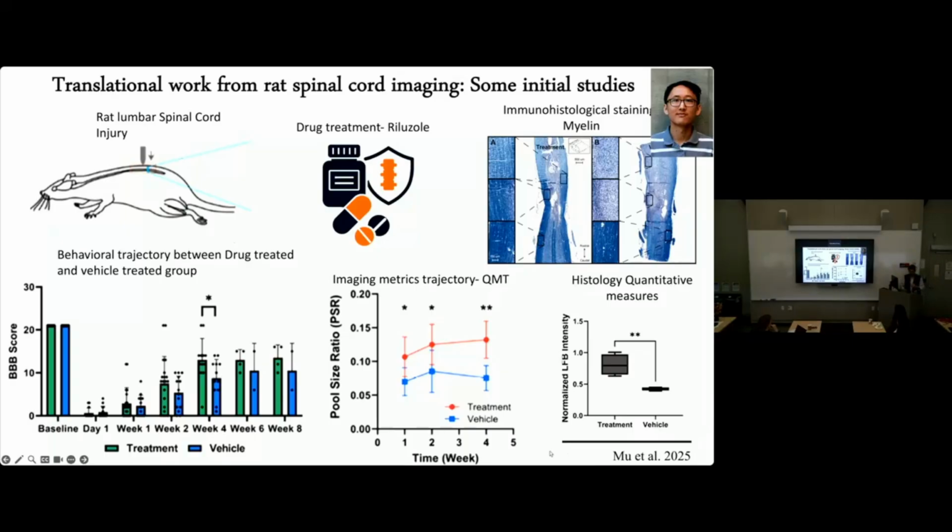Here you can see the behavioral measures, how that is changing with the drug treated group versus a vehicle treated group, where the vehicle treated group is just given a solution but not the actual drug. And then we compared it with the imaging metrics here. And what we found is that there is very high correspondence related to the imaging metrics with the drug treated group versus the non-drug treated group.